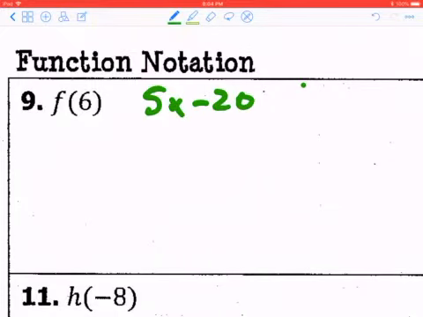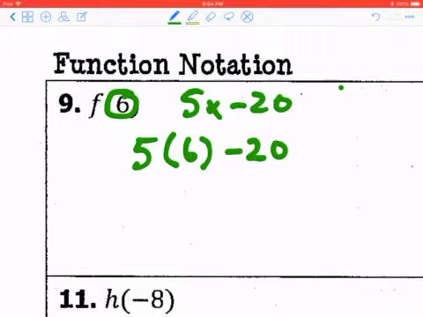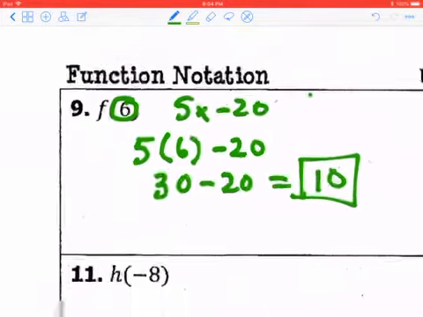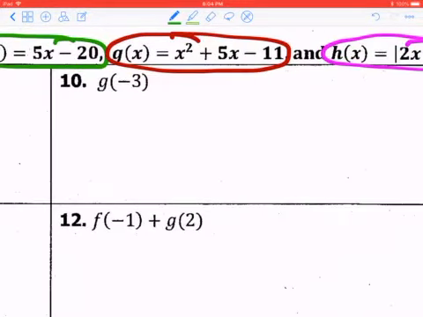It says f of 6, so we would substitute that 6 in for x. So 5 times 6 minus 20. 5 times 6 is 30. Minus 20 will give us 10. So number 9 is done. Remember to pause if you need to review or rewind.